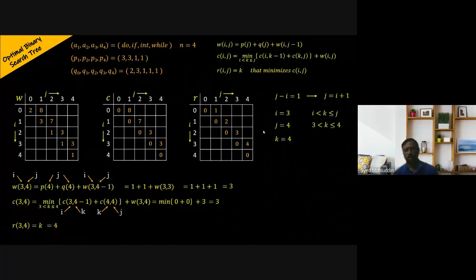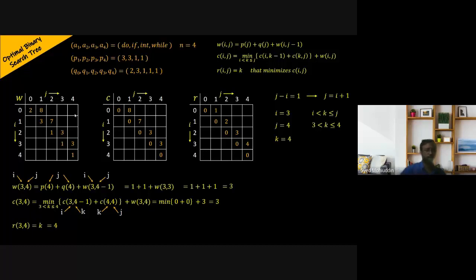Now why have we considered j minus i equal to 1? Because in all three tables, or all three matrices, we are not bothered about the lower half, the lower left of the diagonal. We fill up these matrices only for the upper half, and we go till the last cell, which is (0, 4). That's the last cell. So we don't fill up the lower values.